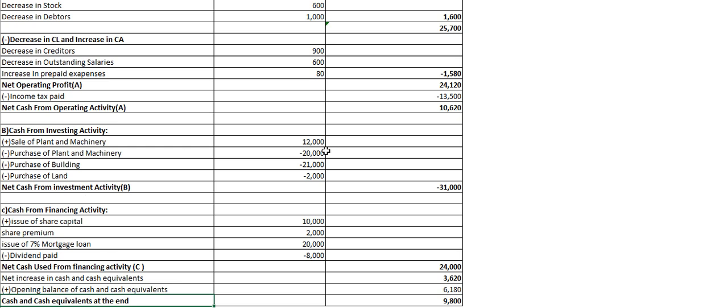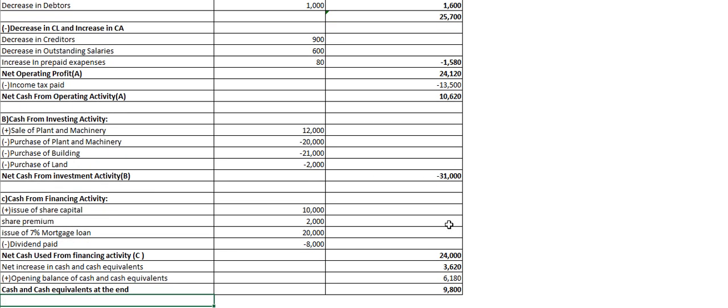So sale of plant and machinery 12,000, you will add it. Purchase of plant and machinery minus 20,000 because you are going to minus it. Purchase of building minus 21,000 and purchase of land minus 22,000. So you get your balance, which is net cash from investing activity, a negative figure of minus 31,000.